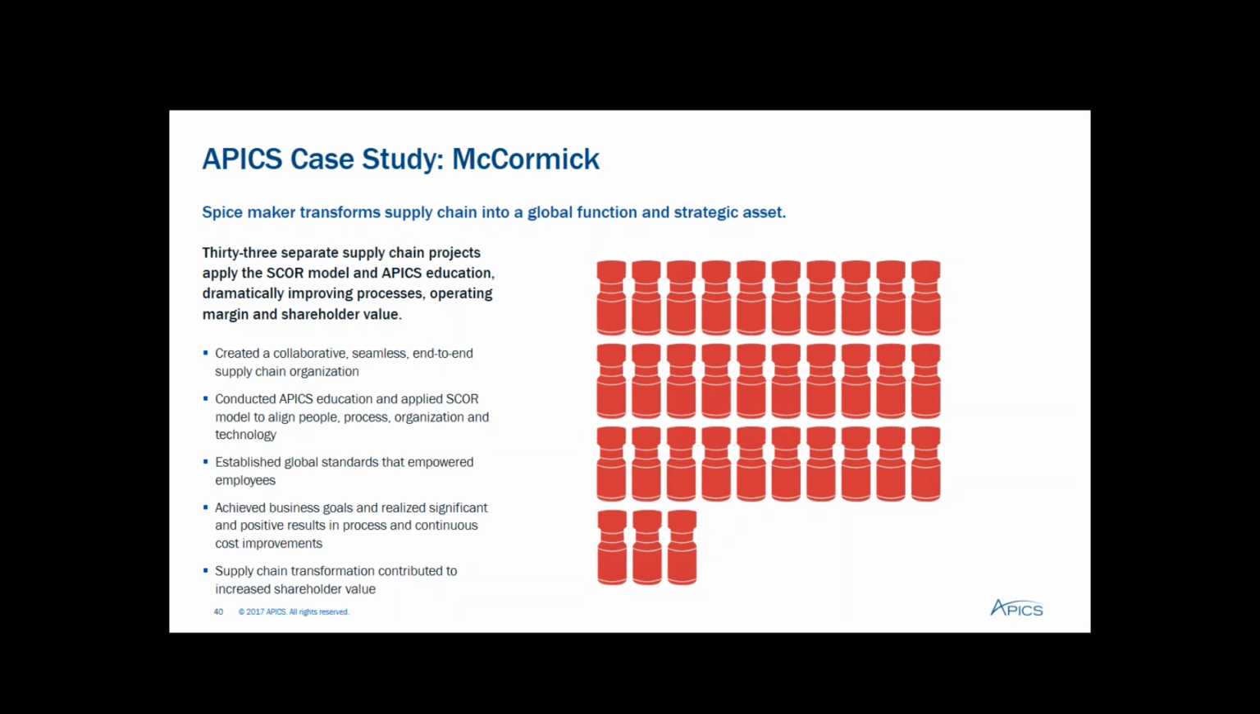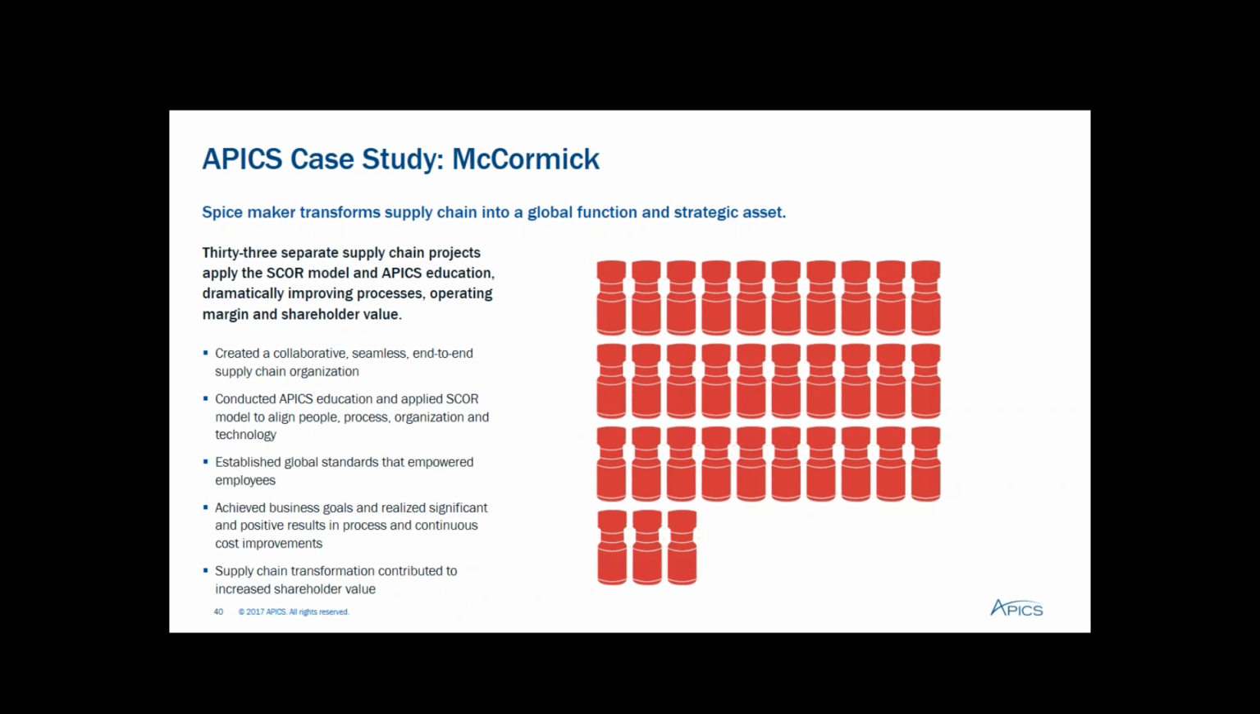As part of the 10-year initiative, 33 separate supply chain excellence projects were identified, funded, completed, and they spanned multiple divisions and countries. Each project informed the next, creating a layering effect for lessons learned, practical experience, and best practices. Central to the approach was APICS education and the SCOR model, which was used to align people, process, organization, and technology to create a global scorecard.